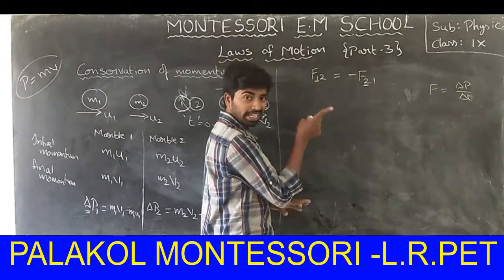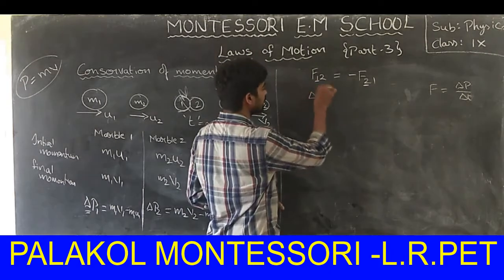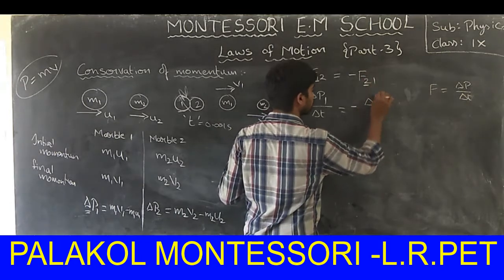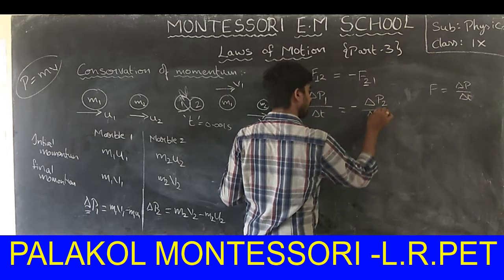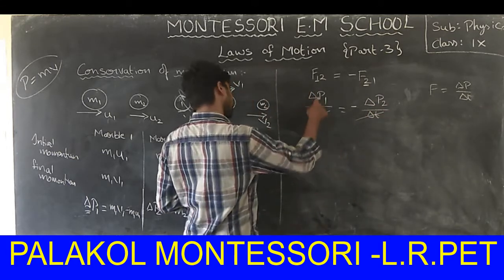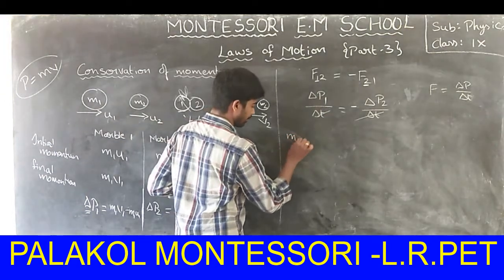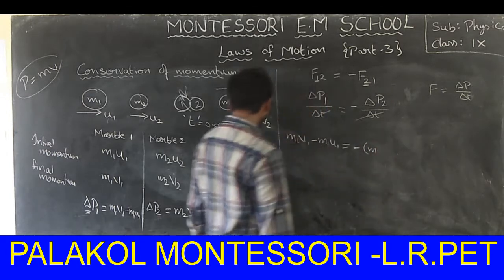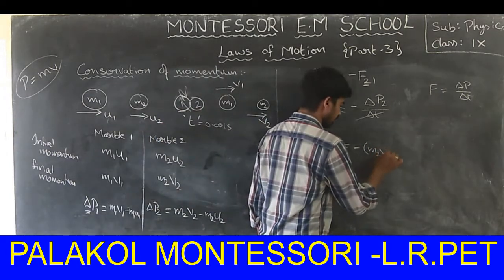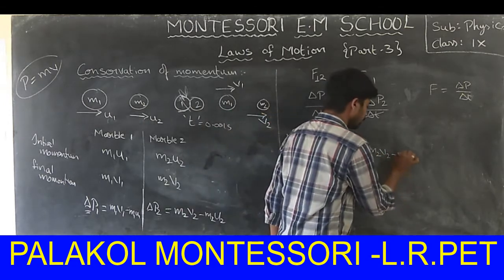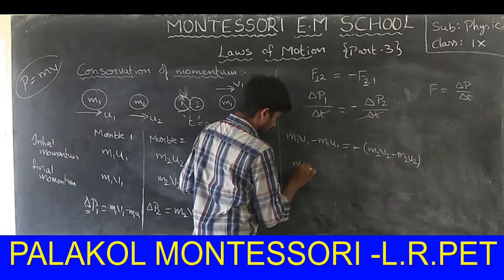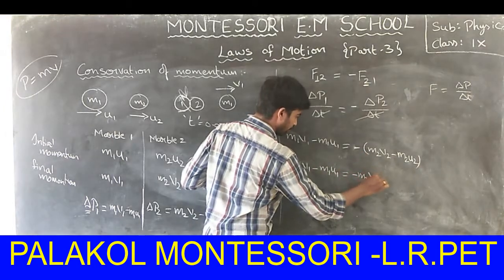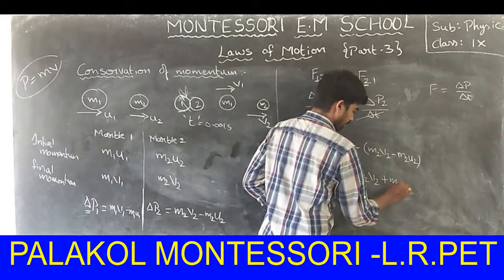Since this is the force applied on the first object, we consider the change in momentum of the first object divided by the time taken, equal to minus the force on the second object, which is the change in momentum of the second object divided by delta t. So delta t cancels. The change in momentum of the first object, m1 v1 minus m1 u1, is equal to minus times the change in momentum of the second object, m2 v2 minus m2 u2. Multiplying the minus gives plus m2 u2 minus m2 v2.